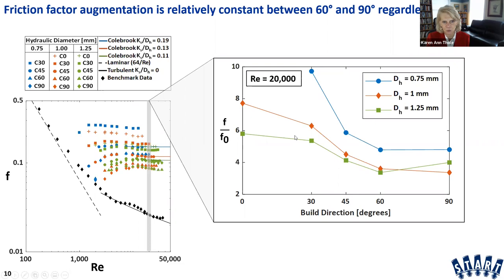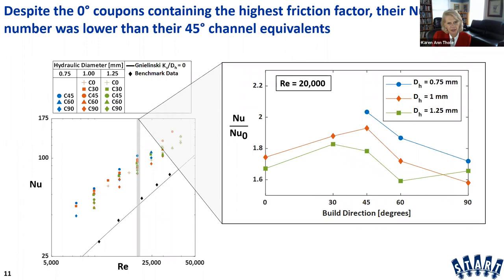What happens to the heat transfer? Again, if we look at the heat transfer, this is interesting. The trend is a little different, and I picked 20,000 here. And this is a Nusselt number augmentation. So again, a Nusselt number of the microchannel divided by the Nusselt number of just a smooth, like a Gnielinski or a Dittus-Boelter type standard channel. So that's what the augmentation is.